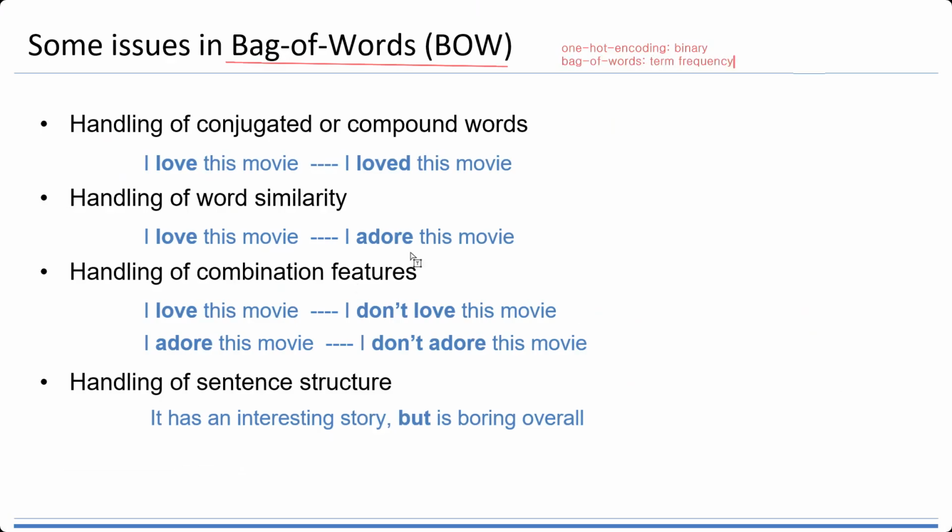So there are some issues when we use the bag of words. The first is the handling of conjugated or compound words. What does it mean? Conjugated means a word that can be changed in its structure. For example, I love this movie. I loved this movie. So we use D to represent past tense. When we use the bag of words, what happened?